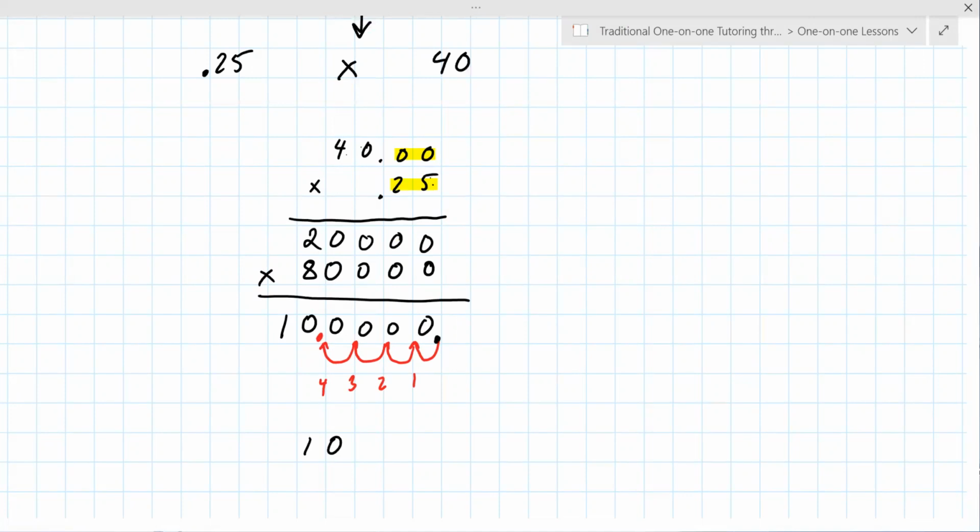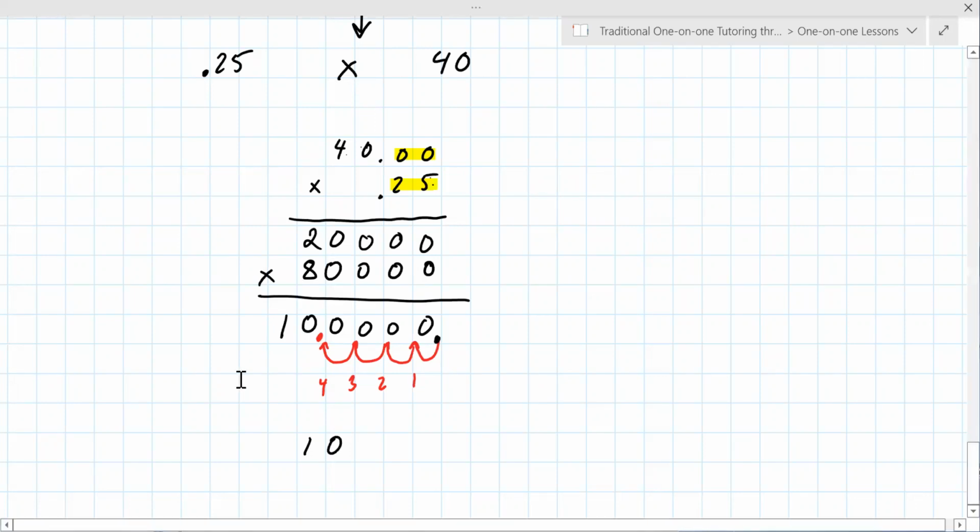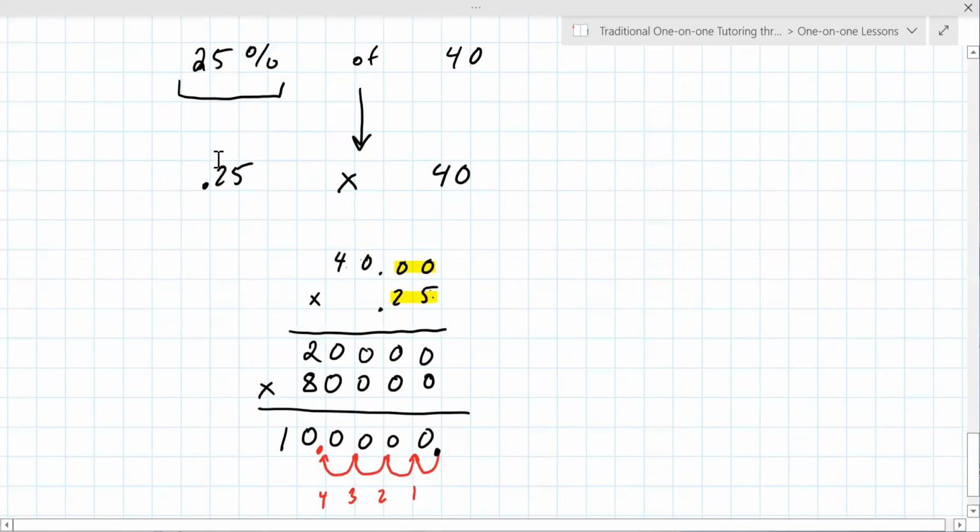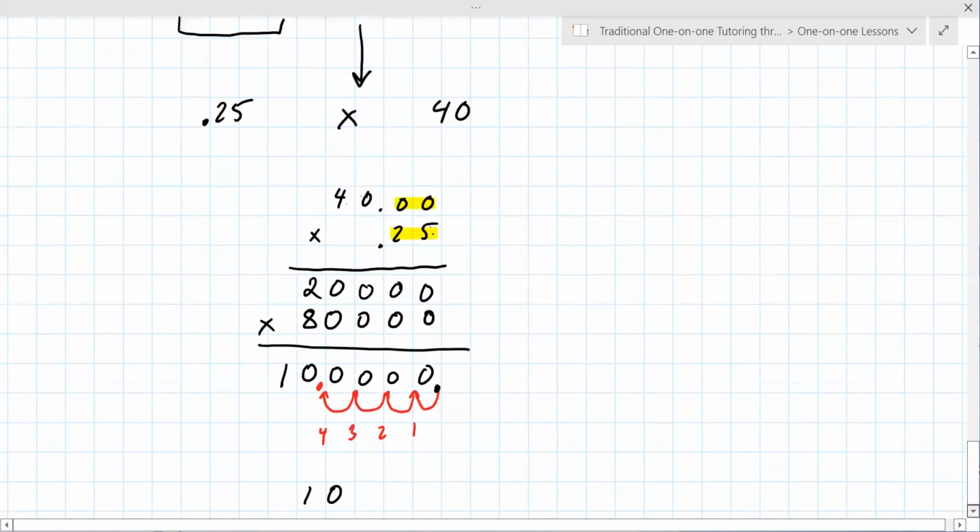Wait, that makes way more. If you multiply 40 times, how does it get lower? Because you're only taking 25%. If you wanted exactly 40, it would be 100%. Oh, so 25% is a quarter of 40. That's better. Okay, let's try one more here.